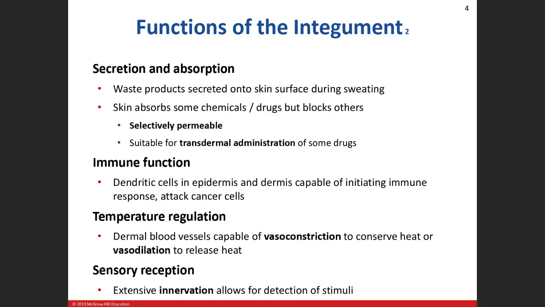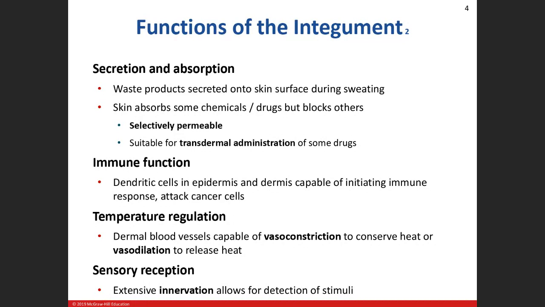Another set of functions, secretion and absorption. Obviously, we're going to secrete sweat. That's also going to help us to decrease our body temperatures. So that is important, but we also talked about the different sweat glands, the apocrine, merocrine, and then the holocrine glands. We'll talk a little bit more in detail about the makeup of the sweat that you produce.